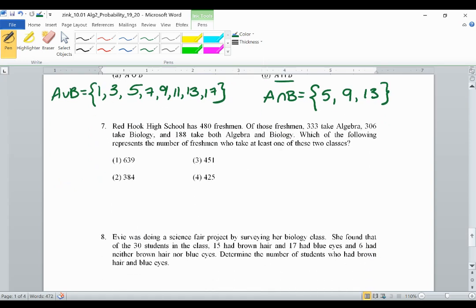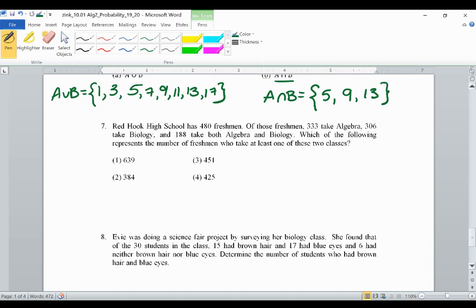All right, number 7. I didn't ask for the probability, so we're not going to do that right now. Number 7, Red Hook High School has 480 freshmen. Of those freshmen, 333 take algebra, 306 take bio, and 188 take both algebra and bio. Which of the following represents the number of freshmen who take at least one of these two classes?